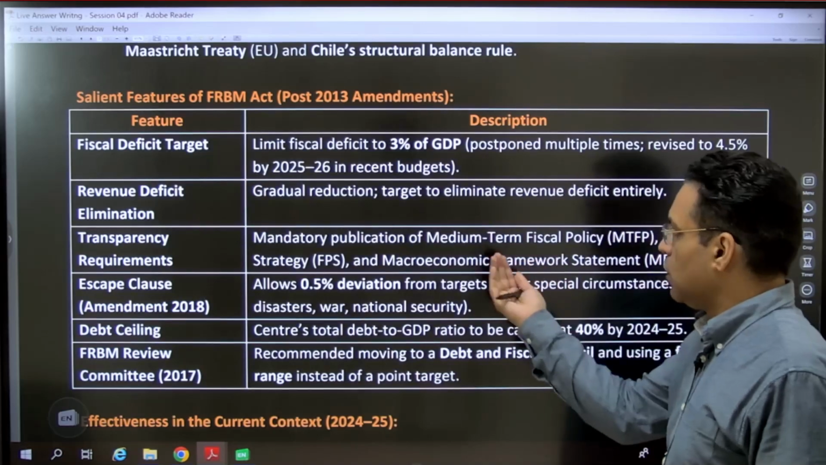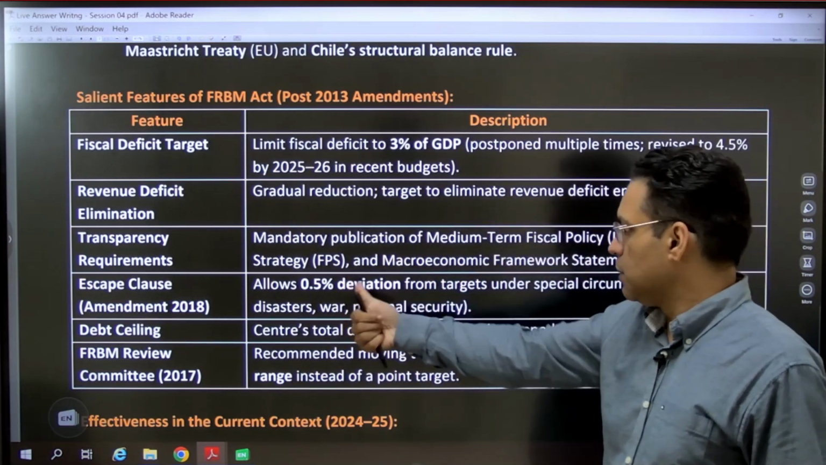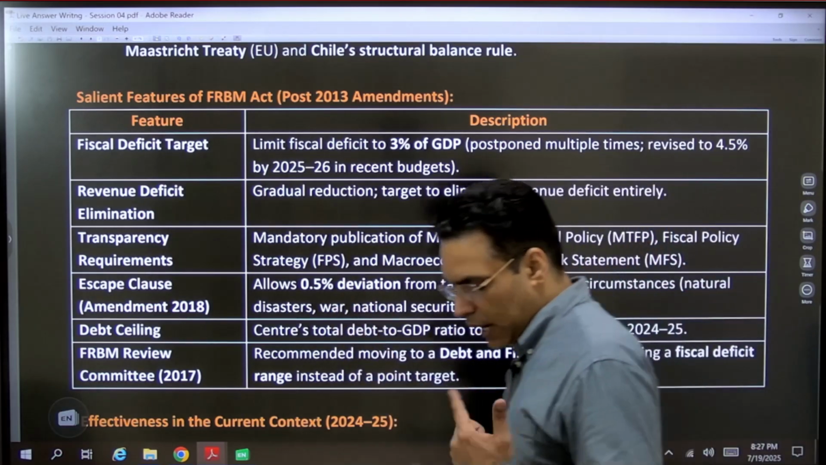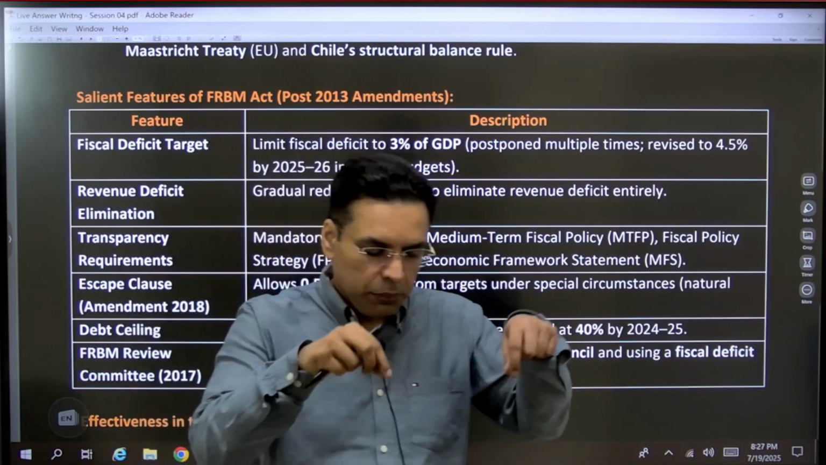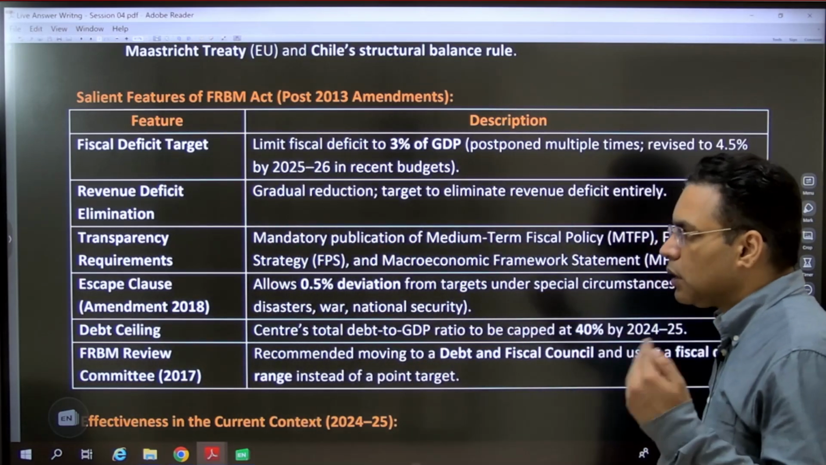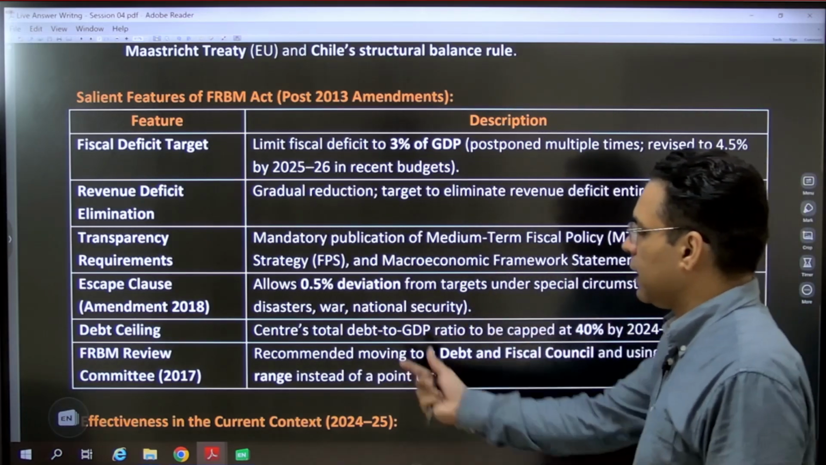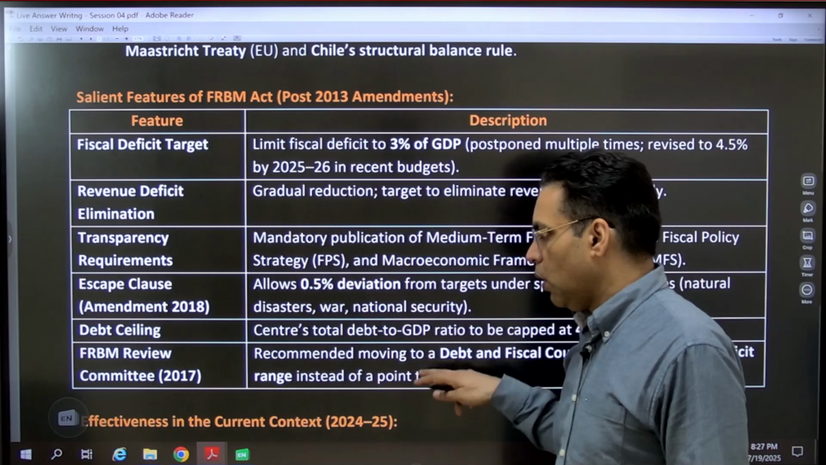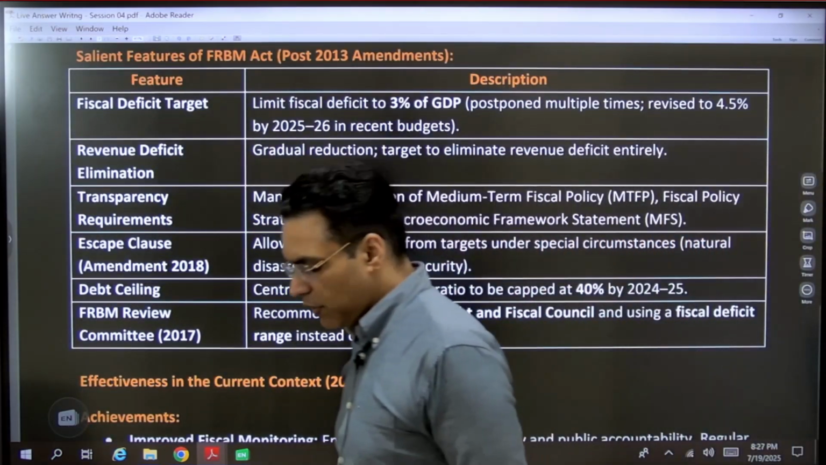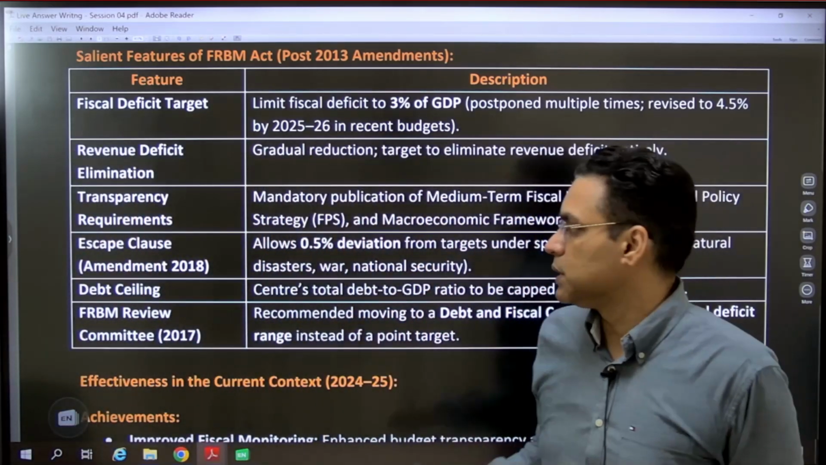ब्रिंग ट्रांसपेरेंसी. Now here you have to bring 3 documents: Medium Term Fiscal Policy Statement, Fiscal Policy Strategy Statement and Macro Economic Framework Statement. एस्केप क्लॉज भी हमने एनके सिंह कमिटी ने ऐड किया, that instead of meeting a target you have to have a fiscal range. Okay, and you cannot meet the deficit target if there is some kind of problem like disaster, war or national security. Also there was a debt ceiling. उन्होंने कहा कि debt ceiling को bring down to 40% by 2024-25, यानी reduce the debt of central government and central state together will be 60%.